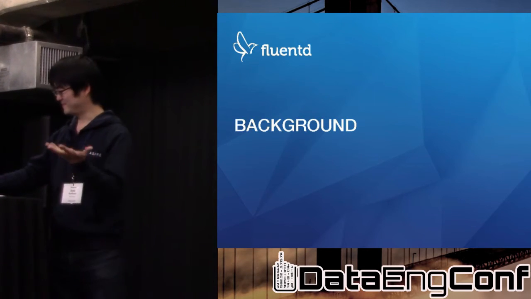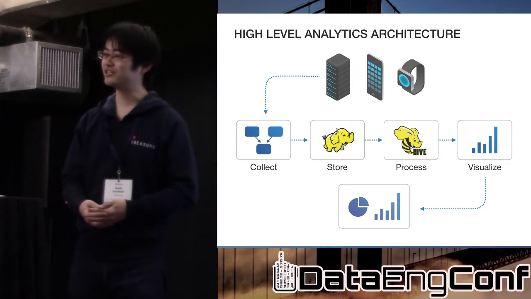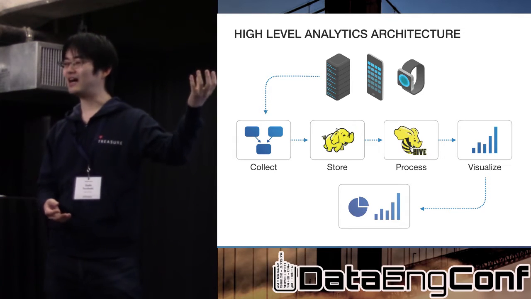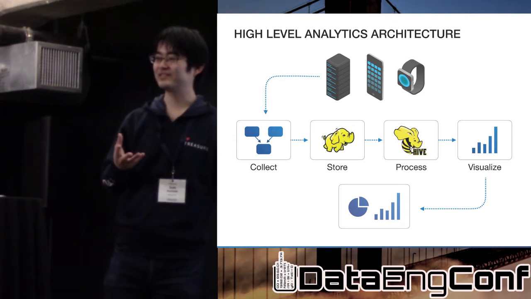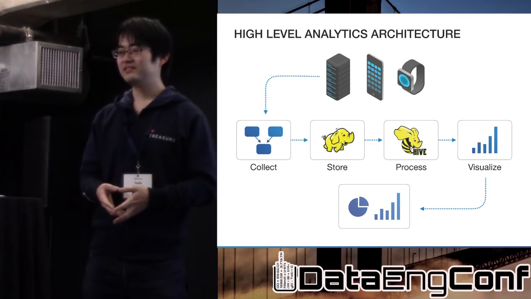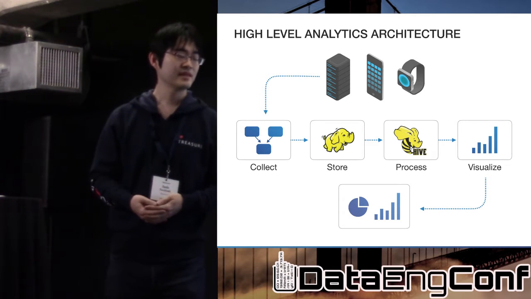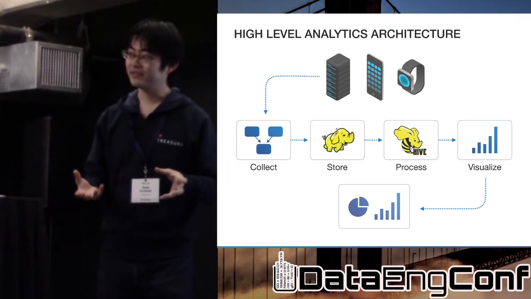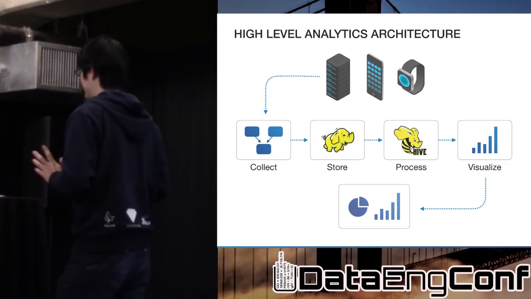So let's start from the very beginning. Here's a high-level analytics system architecture. Of course, you need to collect data from servers, mobile devices, or even smartwatches. Then store that somewhere. That's the very starting point of data analytics. Then process that data using some tools. There are many tools like Hive, Presto, R, that kind of thing. Then visualize the data. Then create some reports so that you can decide something or improve your system. This is very basic infrastructure.